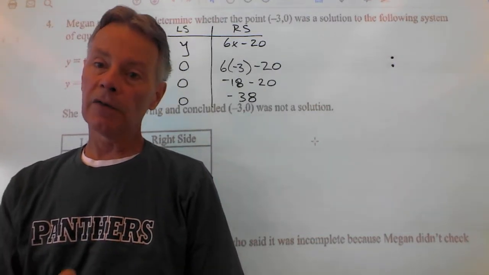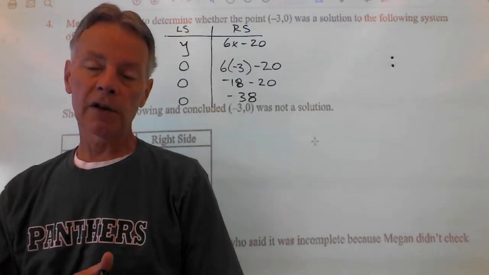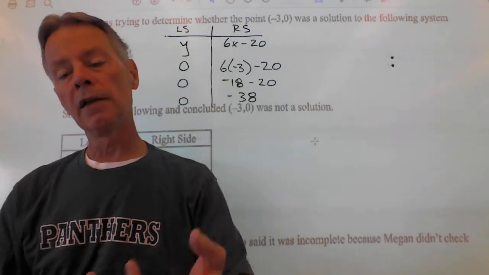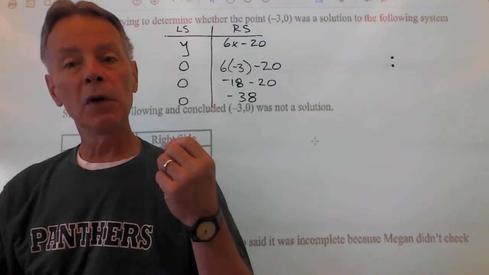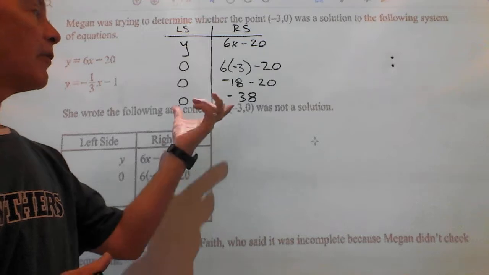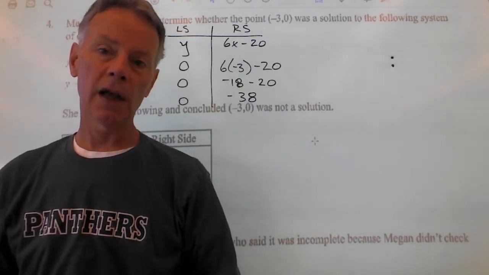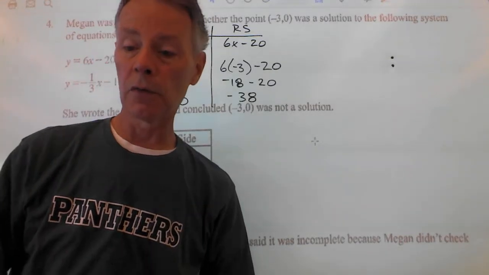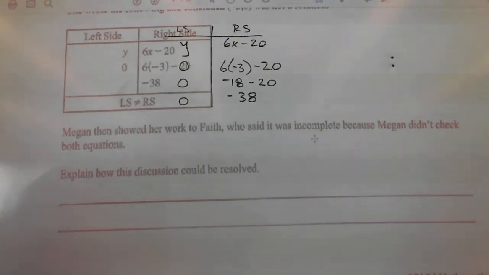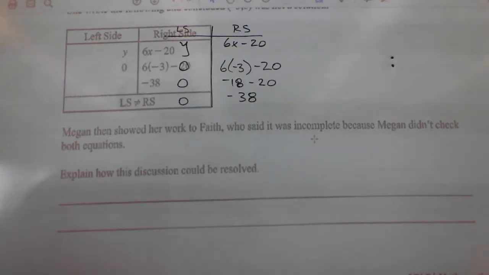If, on the other hand, the first equation does work and you get the left side equaling the right side, you have to check the second one. Okay? Sometimes one equation will work and the other one won't. So, if you get the first one to work, you have to check the second. However, if the first one doesn't work, then you immediately know it's not a solution and you don't really have to check the second one. You already know it doesn't work. Okay, so explain how this discussion could be resolved. You could check the second equation as well if you really wanted to.